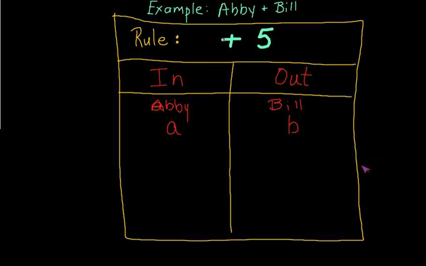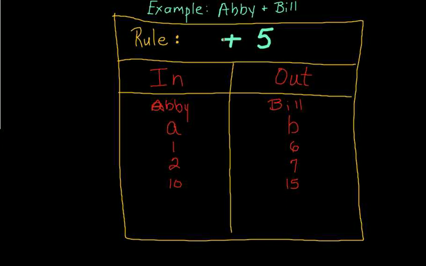Oh, I want to show you one more thing. For example, we know if Abby's allowance is $1, then Bill's allowance is $6. If Abby's allowance is $2, Bill's allowance is $7. If Abby's allowance is $10, Bill's allowance is $15. And that can absolutely be the case. But sometimes we have this situation where we don't know Abby's allowance, but we know what Bill's is.